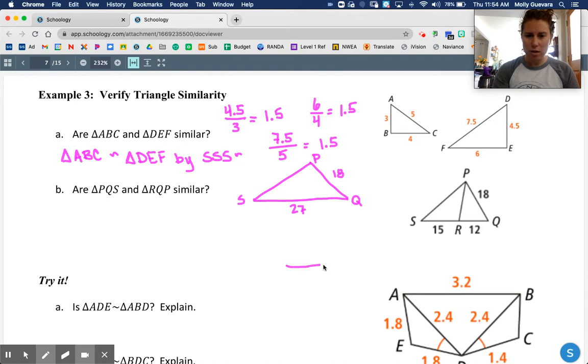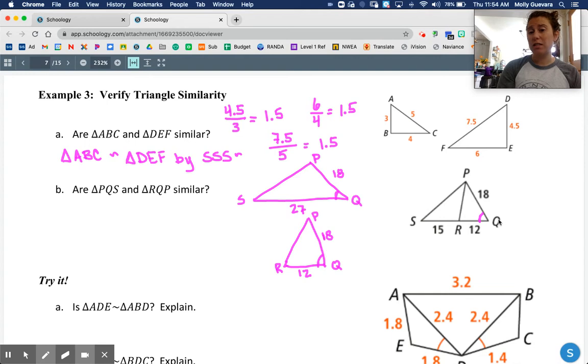So this guy, and this is P, this is Q, this is 18, and this is R. And I know this is 12. Okay, so I only know two sides, but what I have, and this happens quite often, when you have triangles that are stacked within each other, notice here the angle Q is the same angle in both triangles. So I actually know the angle Q is the same in both triangles because it's the exact same angle here.